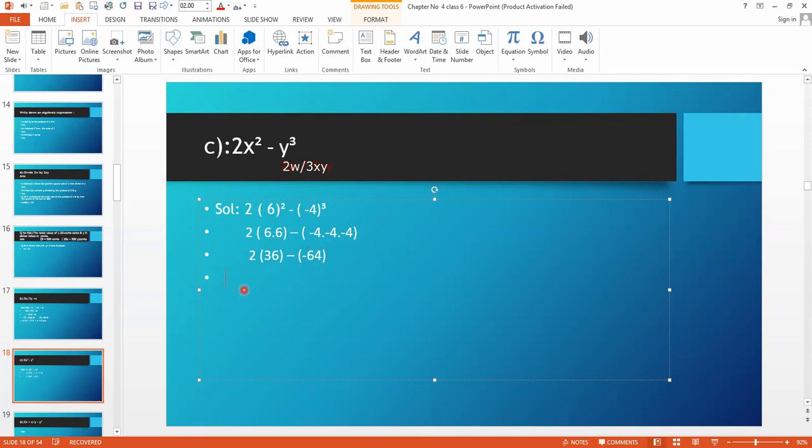So, coming to the next step. 36, 2 times, 72. So, minus into minus becomes plus 64. So, our answer is 136, and that is our answer. Okay. And here I put the equality sign. Again, here I put the equality sign. It is very much necessary that you put all the signs in the proper place. Clear? This is the third part of this question number 2. Now we move towards the next part.